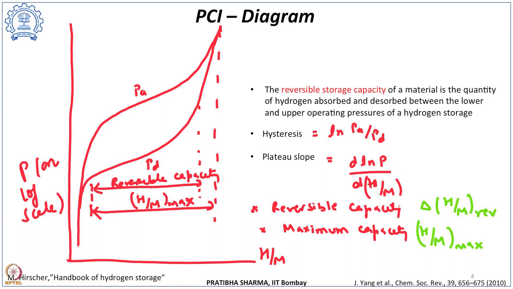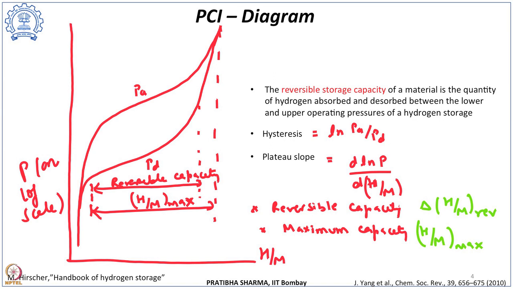One is the maximum capacity, which we can find out if we consider the absorption curve. So, this is the maximum that it can take. The entire value will give us the maximum storage capacity, so H by M maximum. However, the reversible storage capacity will be lower than this maximum storage capacity, and this is the capacity of hydrogen being absorbed and desorbed between the lower and the upper operating pressures of a hydrogen storage. So, reversible storage capacity is usually the width of the plateau pressure which is being considered. So, this is in that case the reversible storage capacity given by delta H by M R.